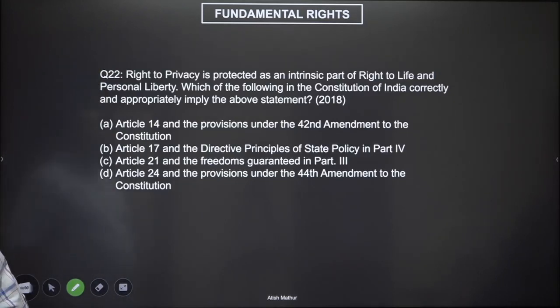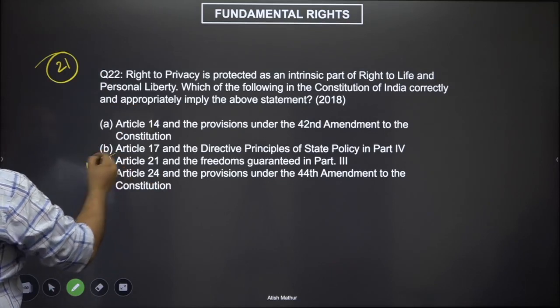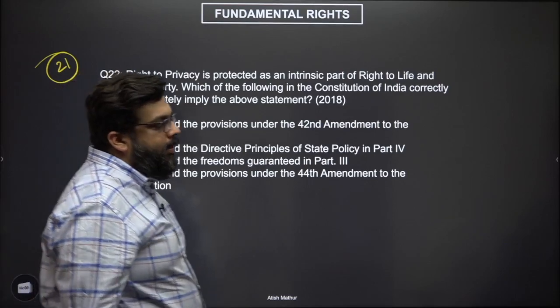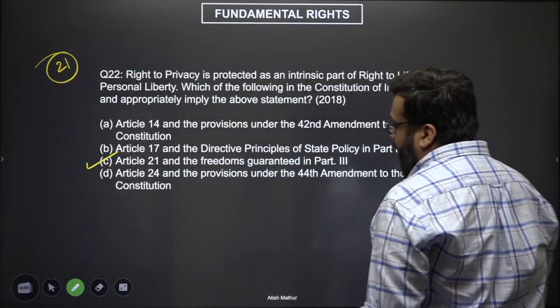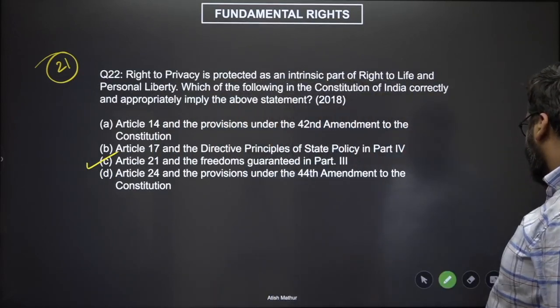Next, right to privacy is protected as an intrinsic part of right to life and personal liberty. Which of the following in the Constitution of India correctly and appropriately implies the above statement? 14 and 42nd Amendment, 17 in Dpsp, 21 in freedoms guaranteed in Part 3, 24 and provisions under the 44th Amendment to the Constitution. What we know for sure is right to privacy originates from 21. Don't even think of anything else. Automatically 21 and the freedoms guaranteed under it under Part 3. This would be your correct answer. No problem at all. Okay, so there you go.